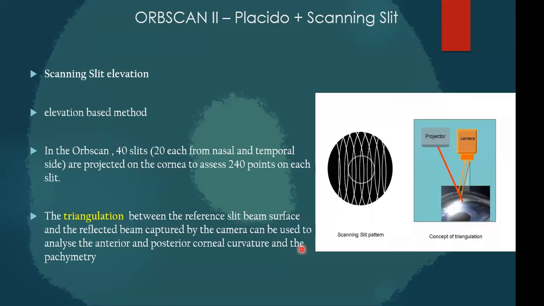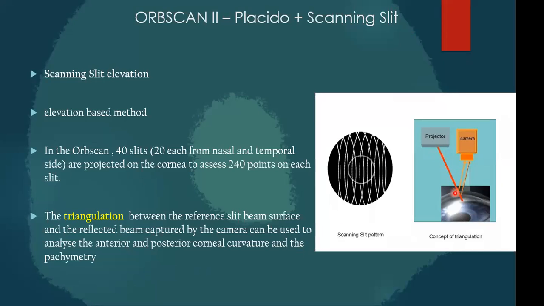This is a device which has been there at a lot of institutes across the country. It is basically a combination of the placido-based scanning along with scanning slit. So what does scanning slit mean? It is basically an elevation-based method to detect the contour of the cornea. In this OrbScan, there are 40 slits, 20 from the nasal side and 20 from the temporal side, which is projected on the cornea to assess 240 points on each slit.